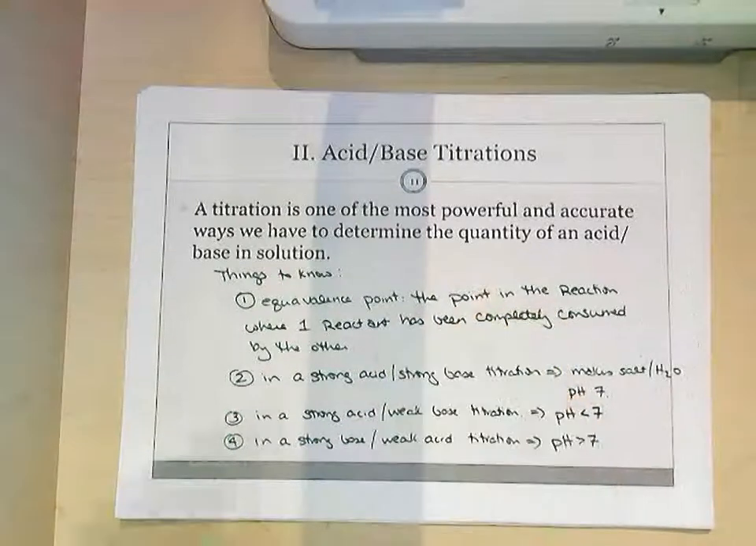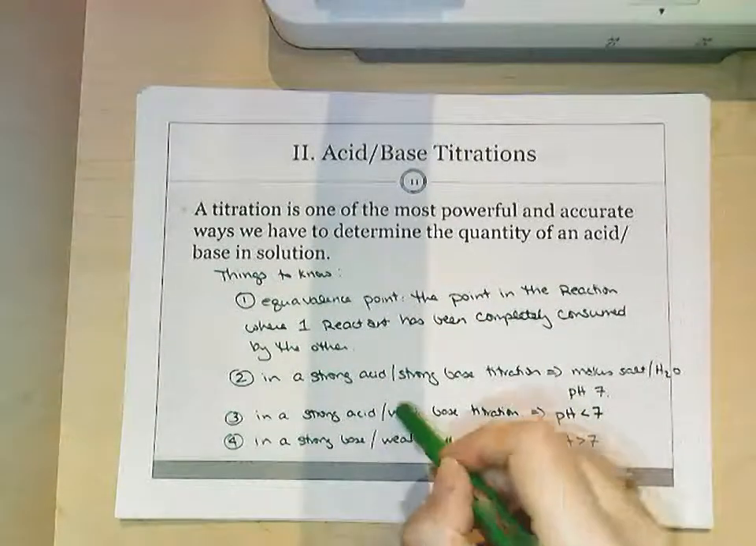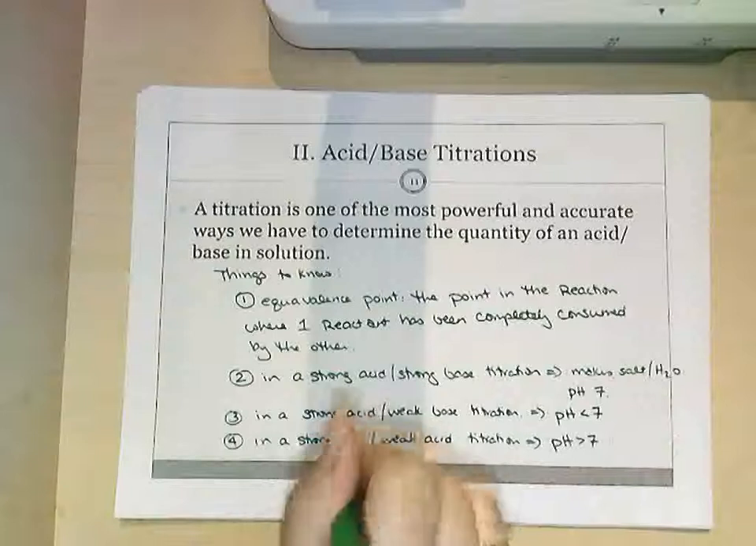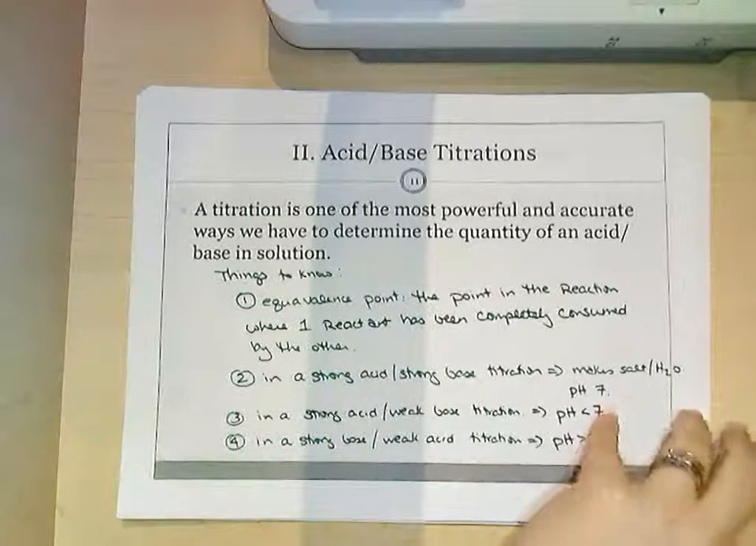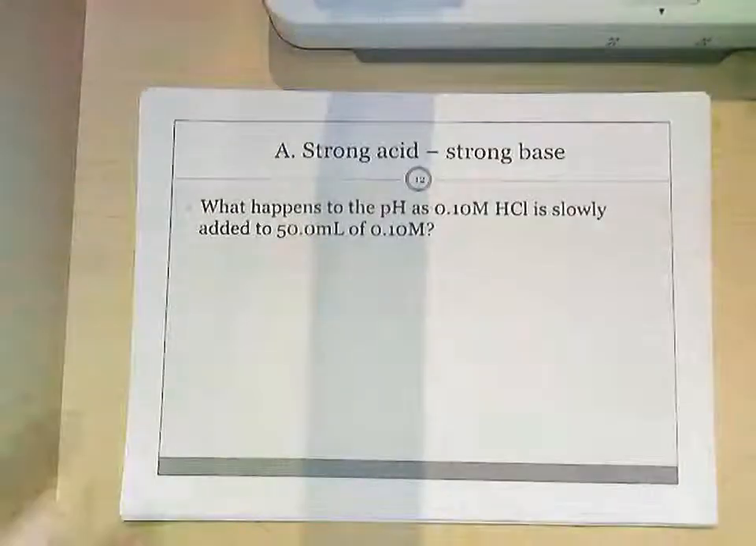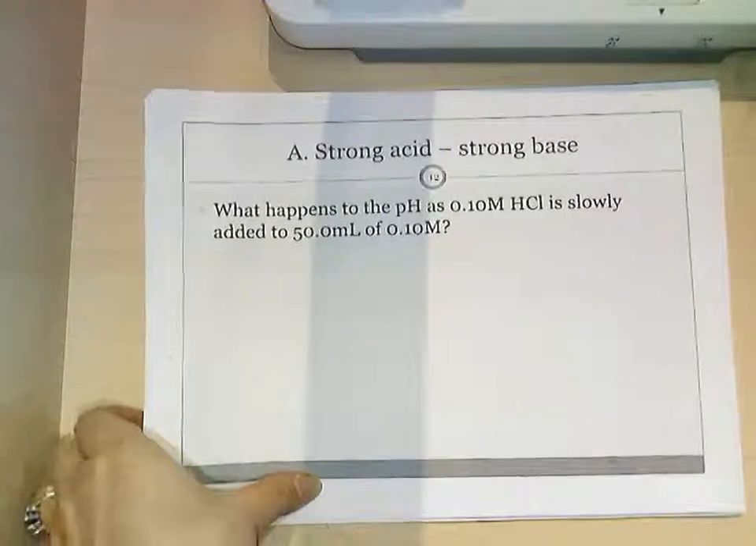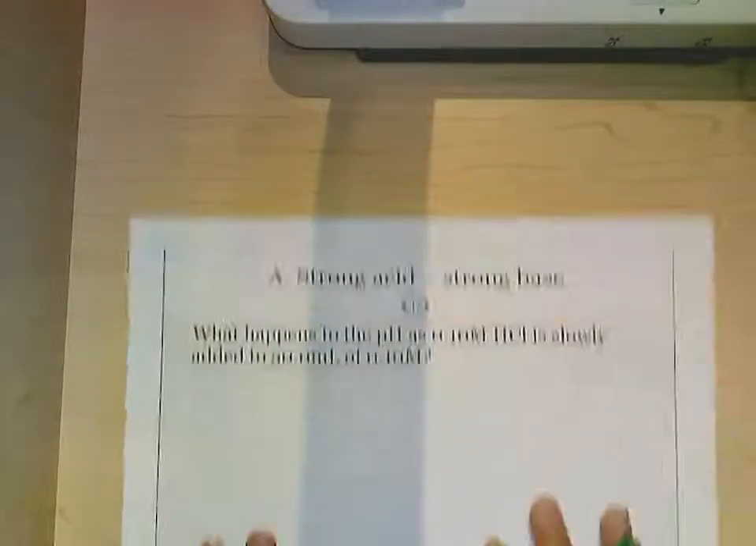We're going to do a strong acid, strong base titration. Then I think I have a strong acid, weak base, and a strong base, weak acid titration. And we'll see what happens as we add the two reactants together. So now's a good time to fish out your calculator. If you don't have it handy, you will need it. We're going to do a lot of calculating today.